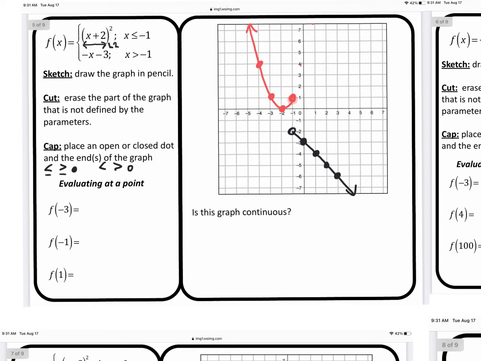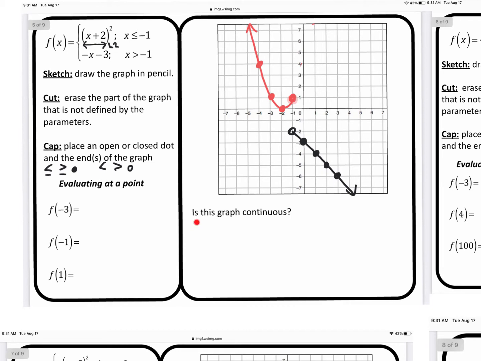Now, we're going to ask some other questions in regards to these. The first question we could ask once it's all done, because we sketched both of them, we cut both of them, and capped both of them, is about what the graph looks like. It's kind of peculiar looking, but it is what it is.